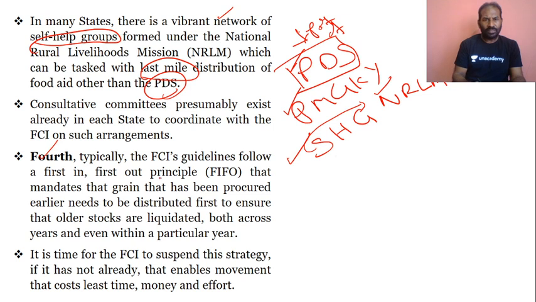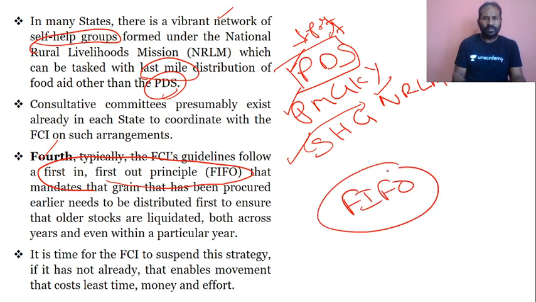And the fourth one is the FCI guidelines, which follow the first in, first out policy, FIFO. This is what the FCI godowns follow. That is the first in, first out principle, which mandates that grain procured earlier needs to be distributed first, to ensure the older stocks are liquidated, as Pratham was talking about.